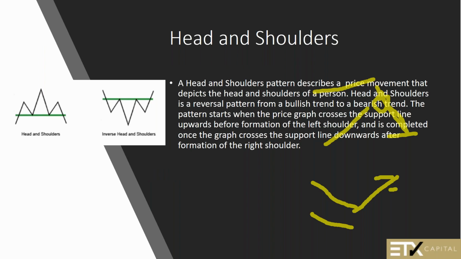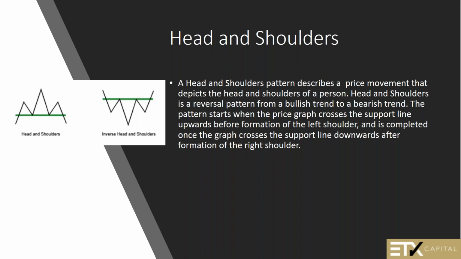Now, the most well-known of all these patterns is called a head and shoulders. A head and shoulders pattern describes a price momentum that depicts the head and shoulders of a person. Head and shoulders is a reversal pattern from a bullish trend to a bearish trend. But then we have the inverse head and shoulders, which is the opposite, and is exactly that. Now, the thing about a head and shoulders is you can't see it till it's almost formed. But once you see it, it's a pretty reliable signal.